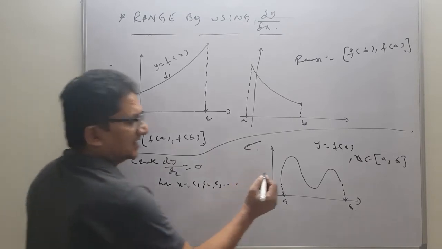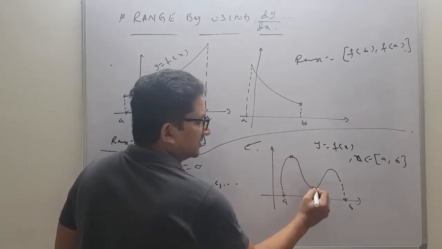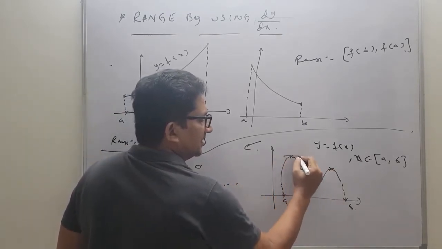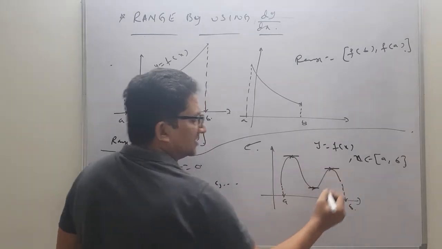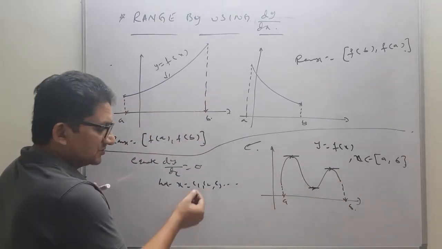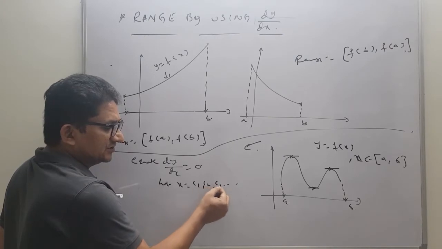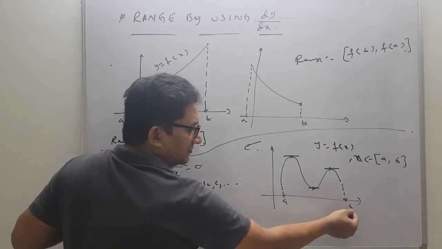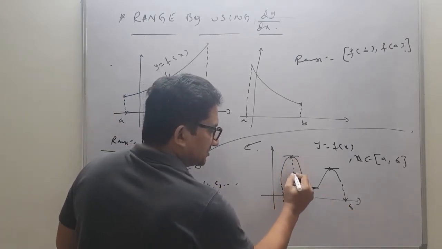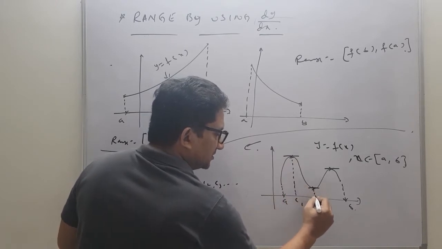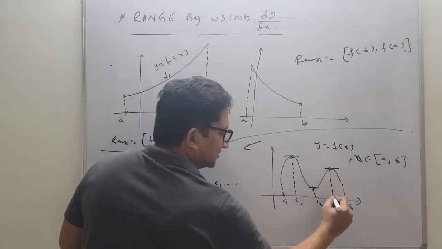Okay, so they are nothing but these values. Here we got c1, c2 and c3. At these points, if you draw the tangents, the tangents will be parallel to the x-axis. So now we got these values C1, C2, C3, and we have A and B. Here this corresponding value is your C1, this is your C2, and this is your C3.